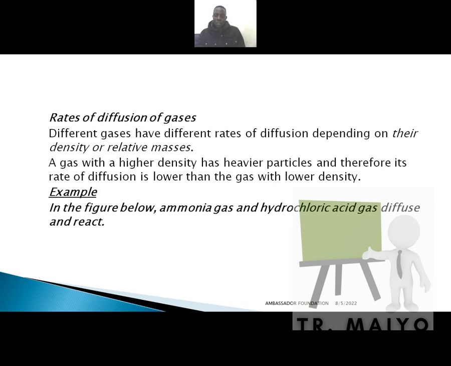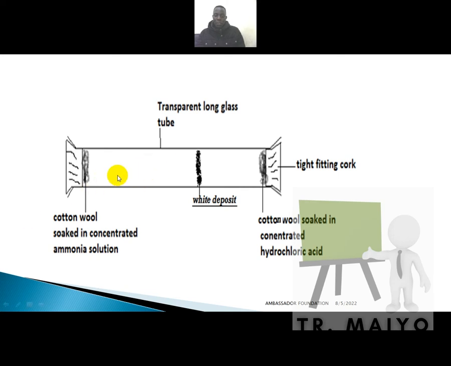I will use this diagram to explain to you. We have cotton wool soaked in concentrated ammonia solution, meaning it contains ammonia gas that will diffuse. This other one has cotton wool soaked in concentrated hydrochloric acid, meaning what? It has hydrogen chloride gas, or hydrochloric acid gas, which will diffuse towards the other side. So ammonia is diffusing towards where we have hydrogen chloride gas, and hydrogen chloride gas will also diffuse towards where we have ammonia.